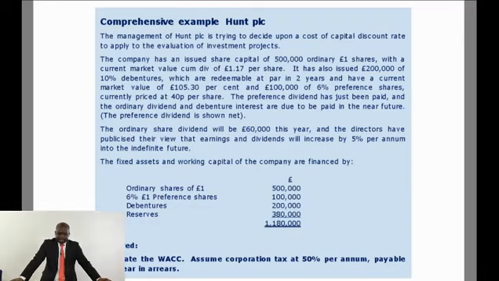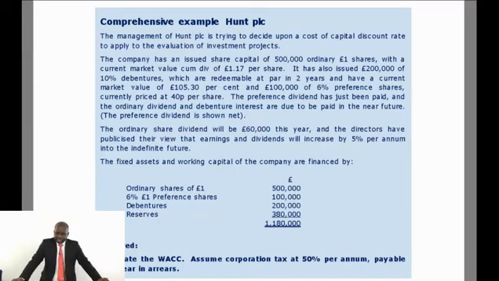The management of Han PLC is trying to decide upon a cost of capital discount rate to apply to the evaluation of investment project. The company has an issue share capital of 500,000 ordinary £1 shares with a current market value, cum div, of £1.17 per share. It has also issued 200,000 of 10% debentures, which are redeemable at par in 2 years and have a current market value of 105.3%, and 100,000 of 6% preference shares, currently priced at 40p per share.